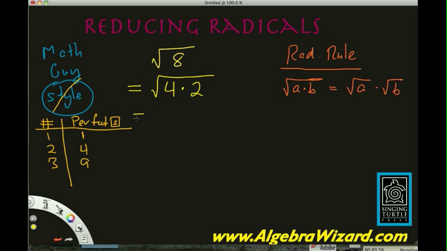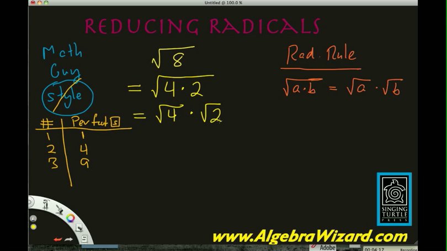And what do we do next? Well, here's where we use our radical rule. We've got the square root of two numbers under the radical. They're multiplying each other. Just as we did here, we split them apart. We could split these two apart, and we get 2 radicals for the price of 1. Square root of 4 times square root of 2.